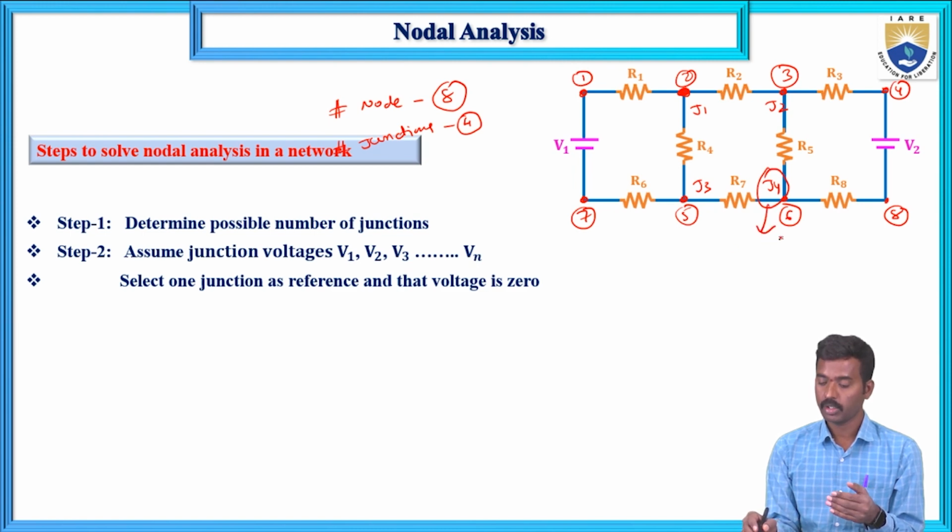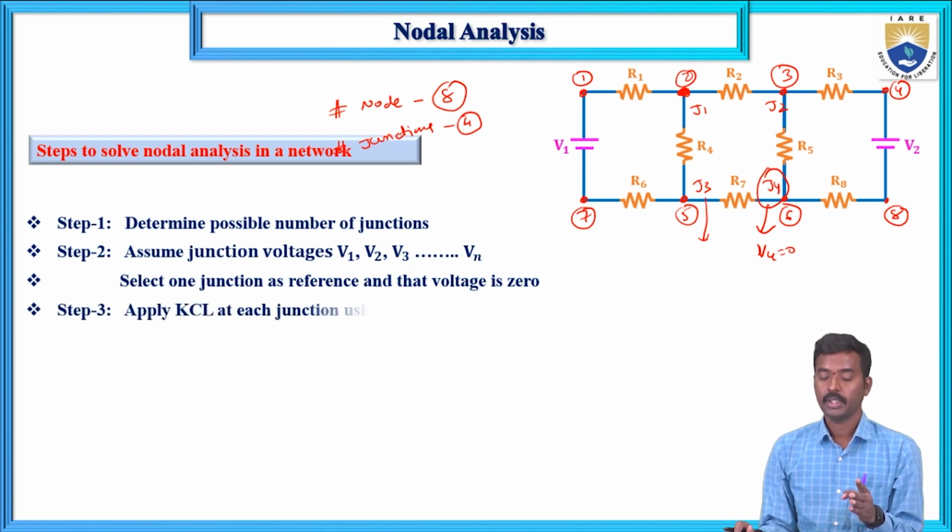Better prefer the bottom one, J4. If suppose J4 voltage, V4, is 0. Or you can take V3 also, you can take V2 also. Select one junction as a reference junction. That reference voltage should be 0. Next, step 3 is apply KCL. Here KCL at each junction except that reference junction, apply KCL using Ohm's law in terms of V1, V2 and V3 till Vn.